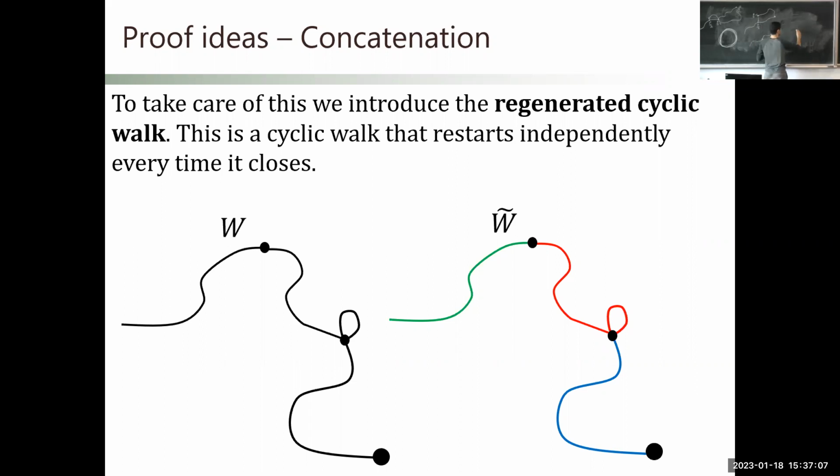So you have this cyclic walk. If you close it at a cyclic time, at an integer multiple of beta, you just forget about it and it restarts independently. And then you can show that the coupling works. So here you have the red walk that closes and then restarts independently. And now these two walks, it turns out you can show that they are close with high probability. Right, but something is missing in this.